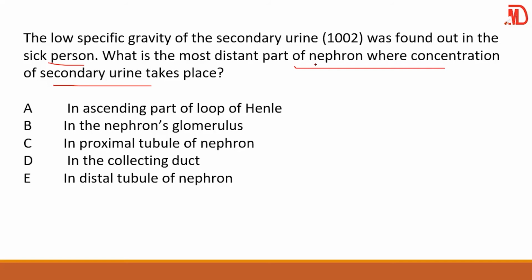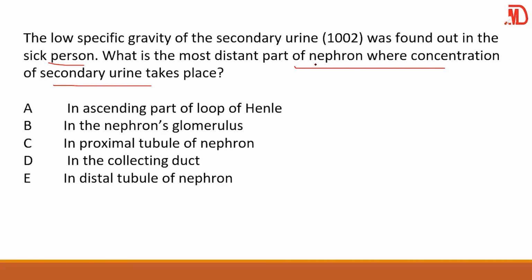The collecting tubule. Now, the amount of fluid at this point, when I'm talking about the collecting duct or the collecting tubule, is called the secondary urine. So secondary urine is formed when primary urine substances have also been reabsorbed. Then we are talking about the secondary urine.